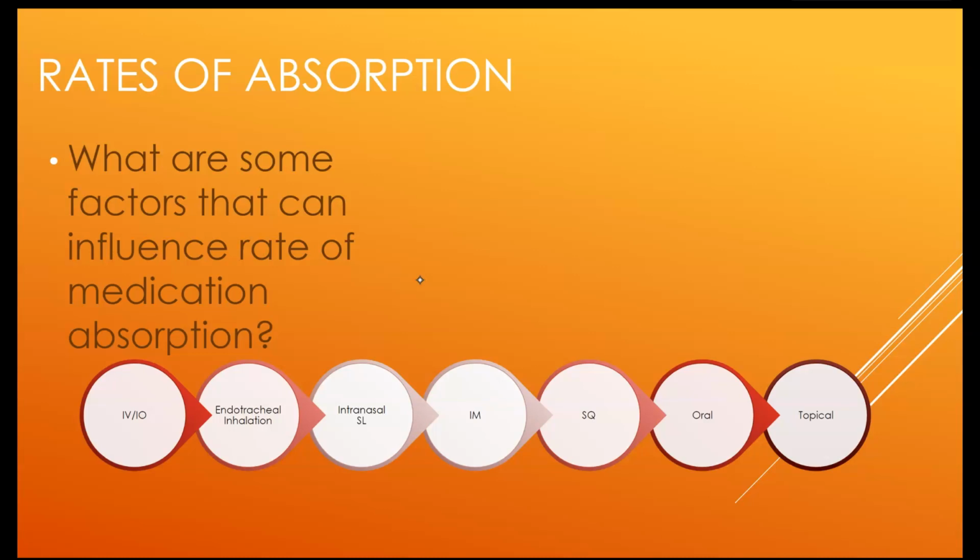IVIO is the fastest. Topical is the slowest. I think I kind of beat this to death already. That's it. Cool.